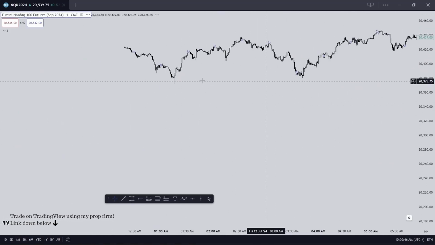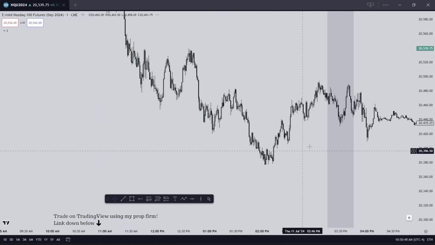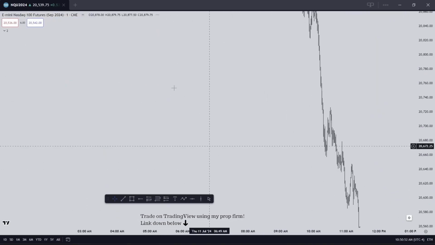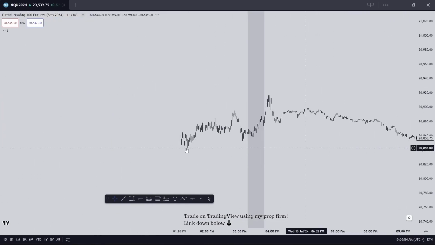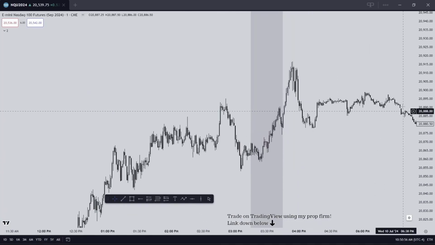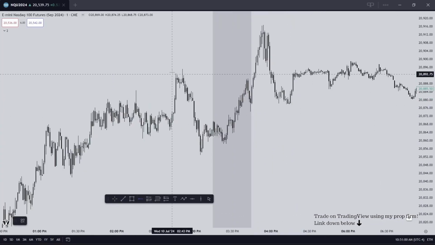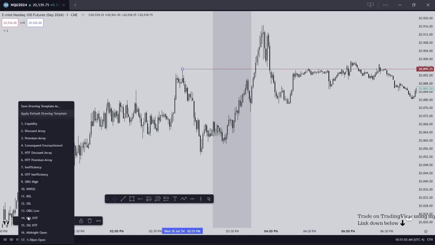Let's look at another example. That's chop. We're not going to look at choppy days. There's no point. We don't trade that mess. Here. Cleanup time, final hour.